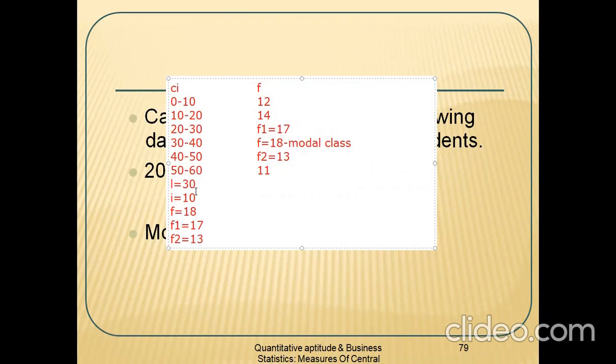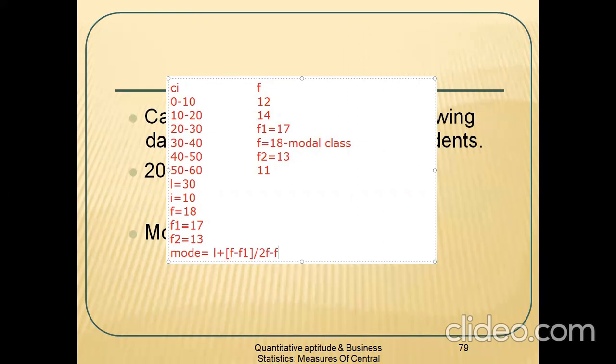Now you know all the details. Five elements are required, and we have all five. So how to calculate mode? Mode is equal to L plus, F minus F1 in the bracket, divided by 2F minus F1 minus F2. So this entire thing is to be multiplied by I, the width of the class interval.